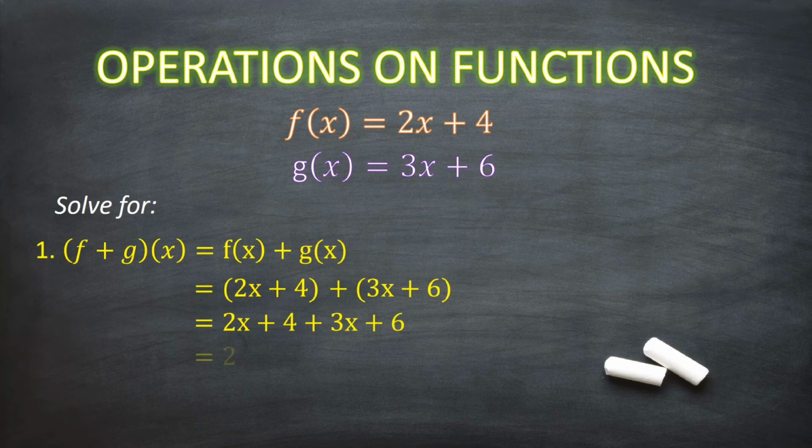The next step is to combine like terms. Remember that like terms have the same variable with the same exponent. As we can see here, we have the variable x, and the like terms here are 2x and 3x. Also, we will combine the constants because they are also considered like terms. Those are 4 and 6. So 2x plus 3x is equal to 5x, and 4 plus 6 is equal to 10. So the final answer is 5x plus 10.